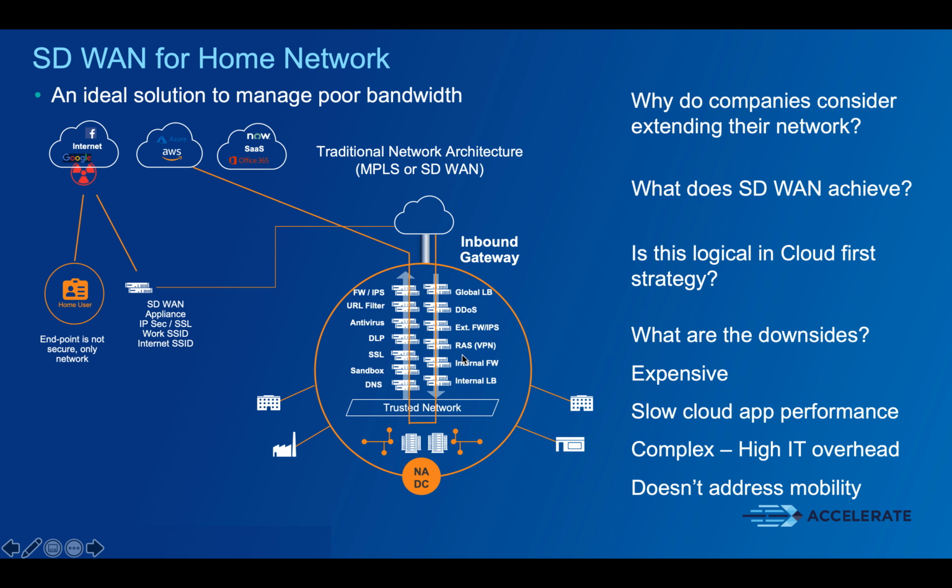So because of all that complexity, because of all these appliances, because of all these bottlenecks, it's going to have a high IT overhead. And of course, it doesn't reduce mobility. So as soon as the user leaves this network, leaves his home and goes to a hotspot or travels, you have to look at additional technology to try and secure the actual endpoint. And this picture over here represents the endpoint.